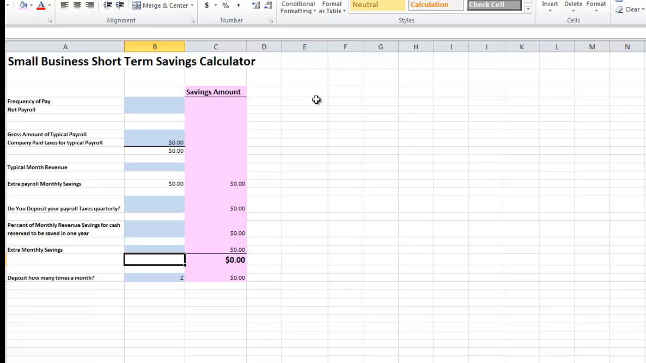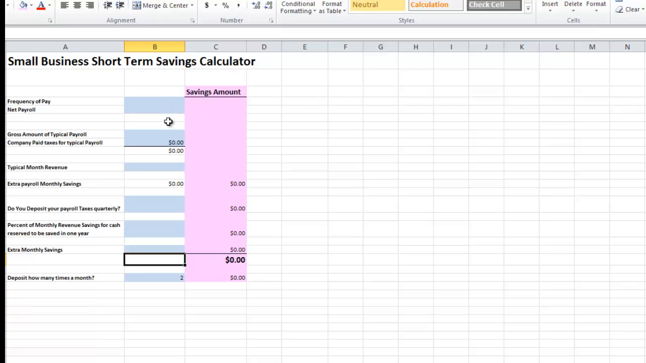So I have created a calculator here for you, a simple Excel spreadsheet, and if you go ahead and contact me, I'd be happy to send this to you. This one is made for a small service business, but it should work for just about any business. Let me go through and show you how it works.